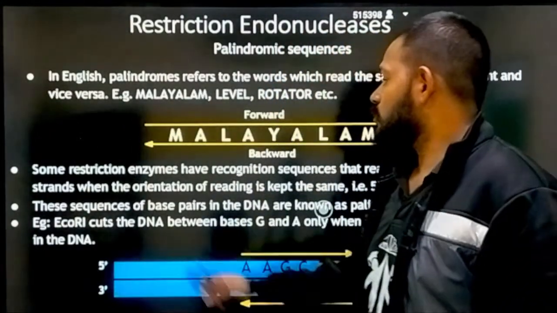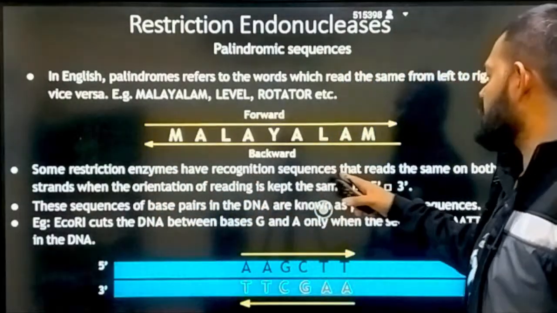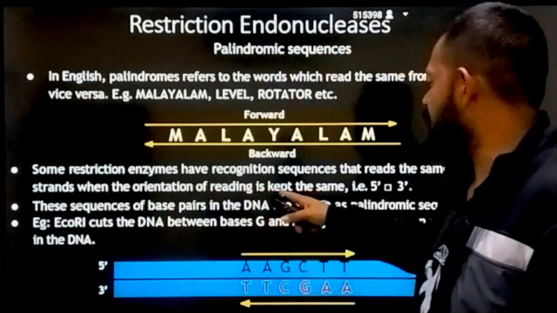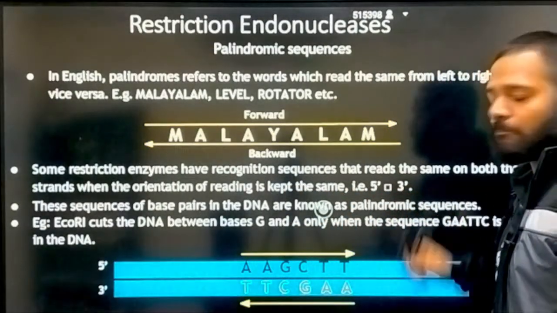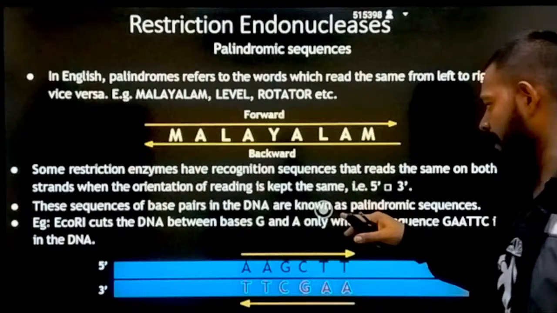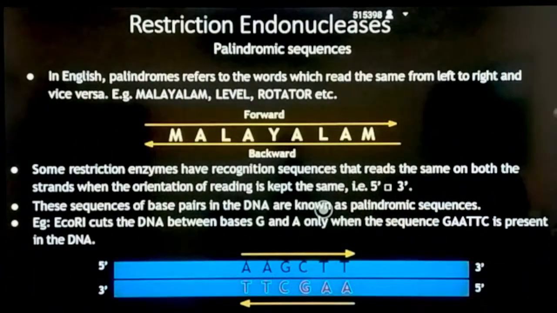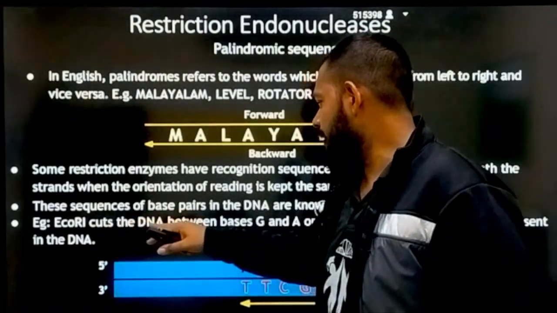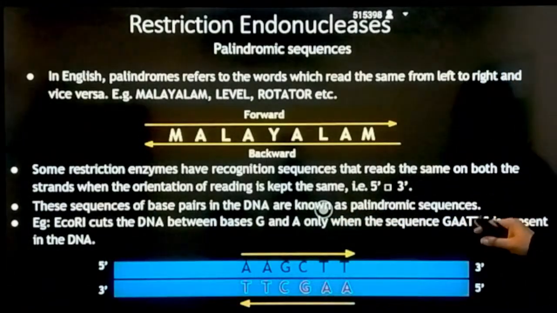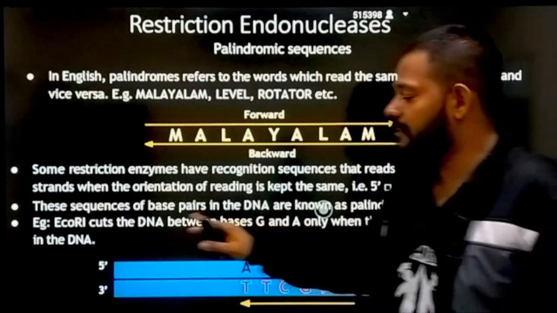Okay, so some restriction enzymes have a recognition site that reads the same on both strands when the orientation of reading is kept the same. Example, 5 to 3. Okay, these sequences of base pairs in the DNA are known as palindromic sequences. Example, EcoRI cuts the DNA between the bases G and A only when the sequence GAATTC is present in the DNA.